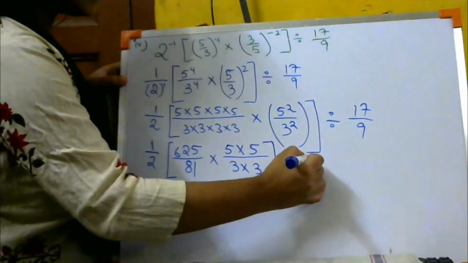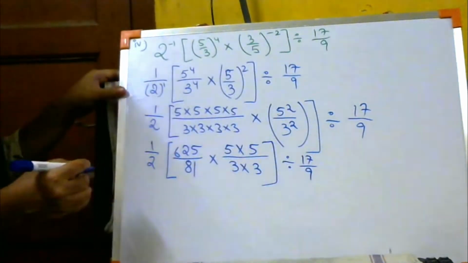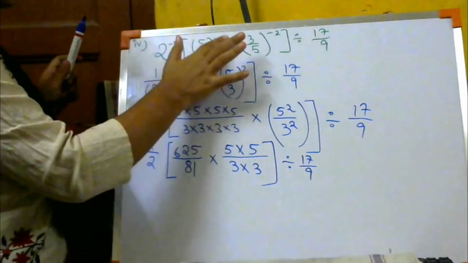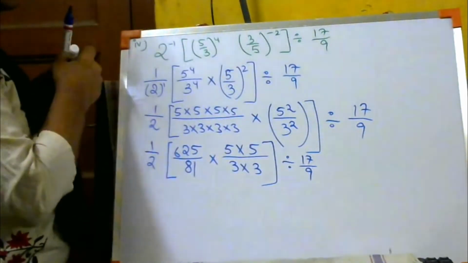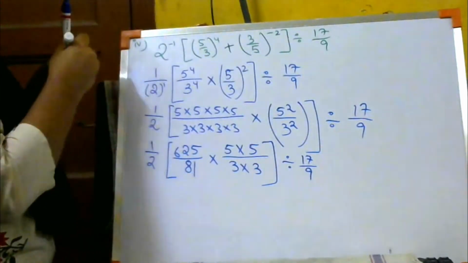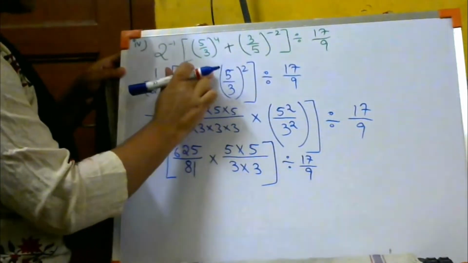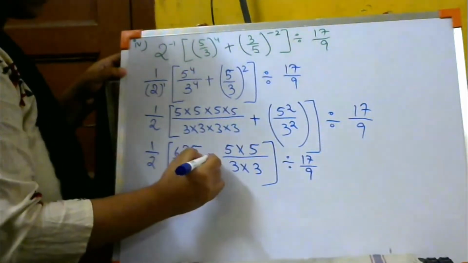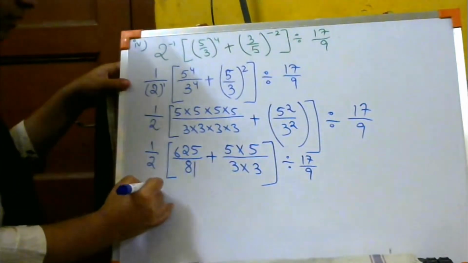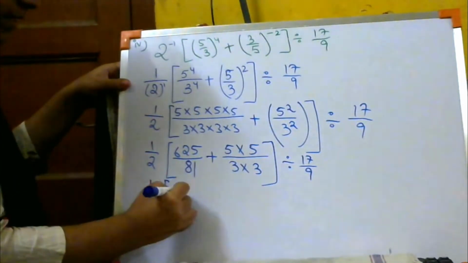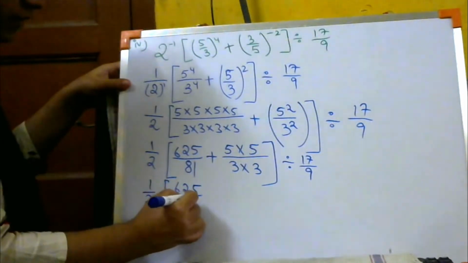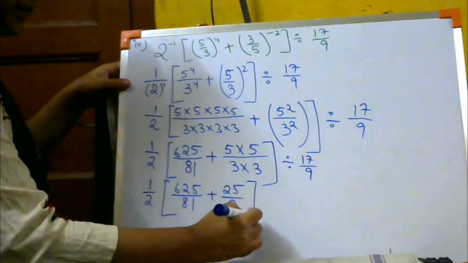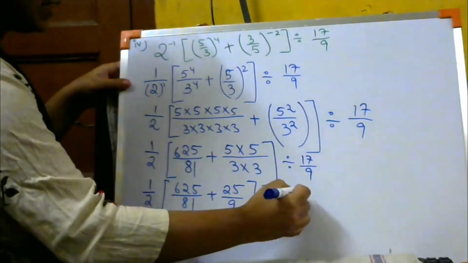Divided by 17 by 9. Again, I guess there is a plus sign in between. I am making a mistake over here. Sorry. There is a plus sign in between. It's my mistake. I have put a multiplication sign over here. Okay. So now let us solve this. 625 divided by 81. And here how much will it be? 5 5s are 25, and below here 9, divided by 17 by 9.